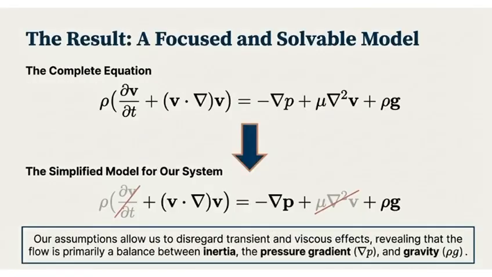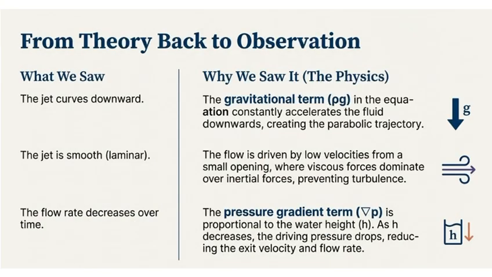By simplifying the equation, it becomes clear that the flow is primarily a balance between inertia, the pressure gradient, and gravity. This theoretical framework directly explains why the water moves downward in a clear arc. This happens because of the gravitational term ρg in our fluid equations. Gravity is constantly accelerating the fluid toward the ground, which transforms a straight horizontal exit into a classic parabolic trajectory.